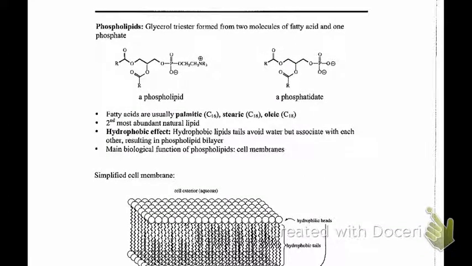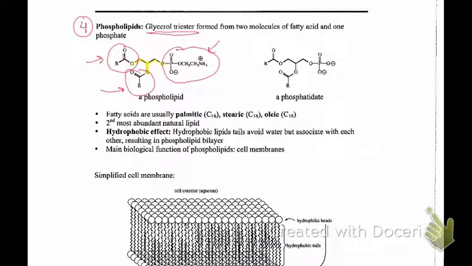All right, let's talk about our next class of molecules. These are called phospholipids. Phospholipids are again glycerol triesters. So here is our glycerol molecule. All right, let's highlight. There's your glycerol molecule. But now these are attached to two fatty acids. That's a C double bond O. But then one phosphate linkage. So phospholipids are glycerol triesters formed from two fatty acids. There's the two fatty acids and one phosphate group.